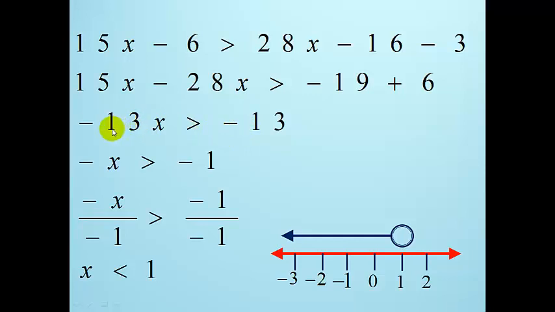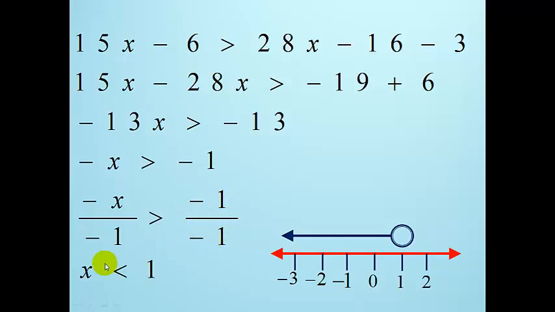Now first, let's divide through by 13. Dividing minus 13x by 13, we are left with minus x. Greater than, when we divide minus 13 by 13, we are left with minus 1. So we have minus x is greater than minus 1. Take note that we are solving for x, not minus x. So we divide the left hand side by negative 1, and we divide the right hand side also by negative 1. Dividing minus x by minus 1, the answer is x. Dividing the right hand side, minus 1 divided by minus 1 is equal to 1.